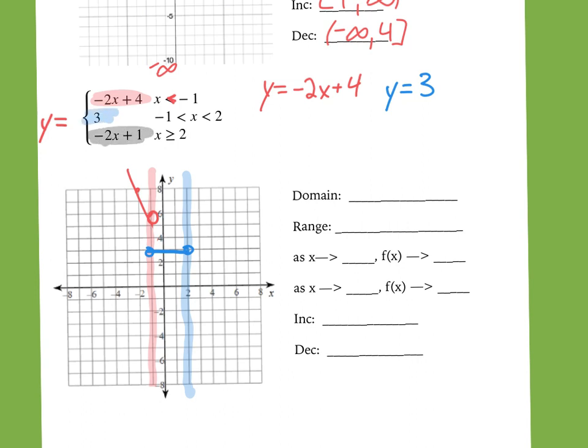Then we got the last one, which is y equals negative 2x plus 1. What's the b value? 1, and the slope is negative 2 over 1. So I'm just going to keep drawing that line, but I only need the part of the line that is greater than or equal to 2. So I'm going to keep a closed dot on that one. And then I'm going to go back and erase everything that's to the left of 2. And then I'm done. And again, if this highlight confuses you, you don't have to do the highlighted part. Just make sure you've got the function itself.